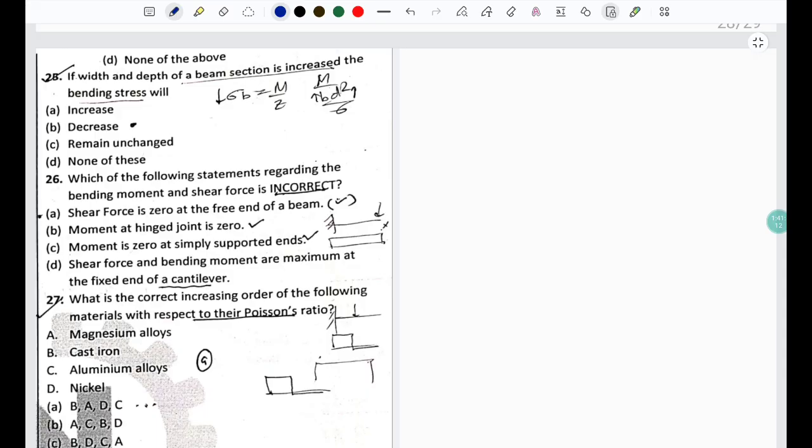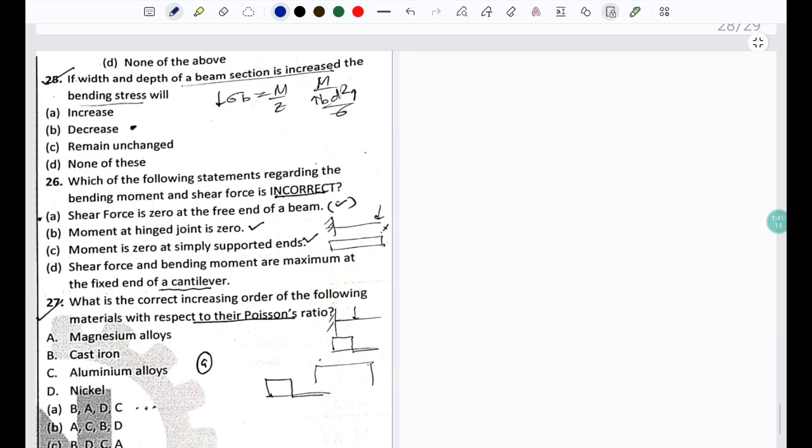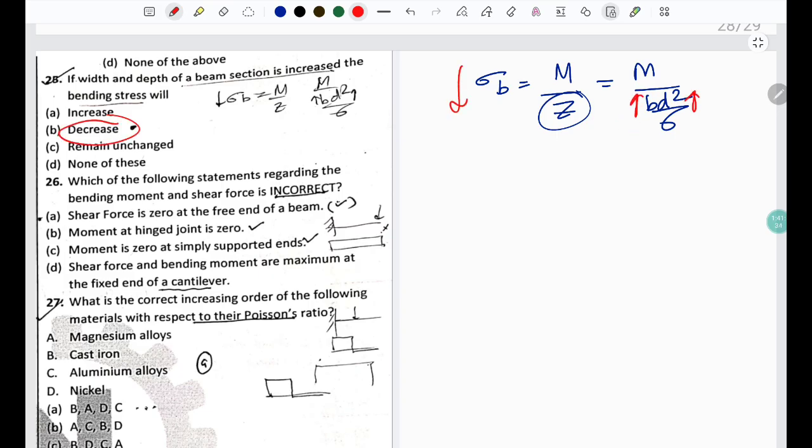Let's move on to the next questions. Let's see these three questions. Question 25 says, if width and depth are increased, how will the bending stress be impacted? We know bending stress is given by M by Z. This is your section modulus, which for a rectangular section is given by BD square by 6. So if the width and depth are increased, of course sigma b will decrease. So B is the correct answer.